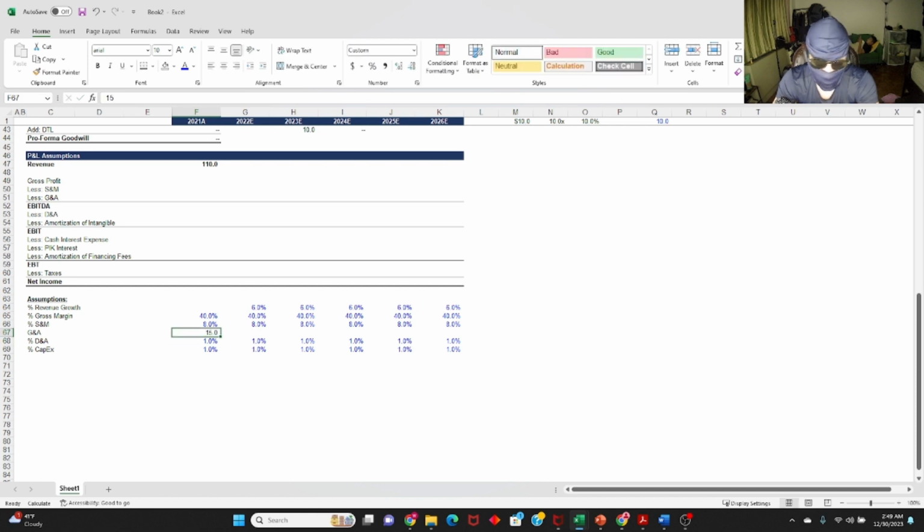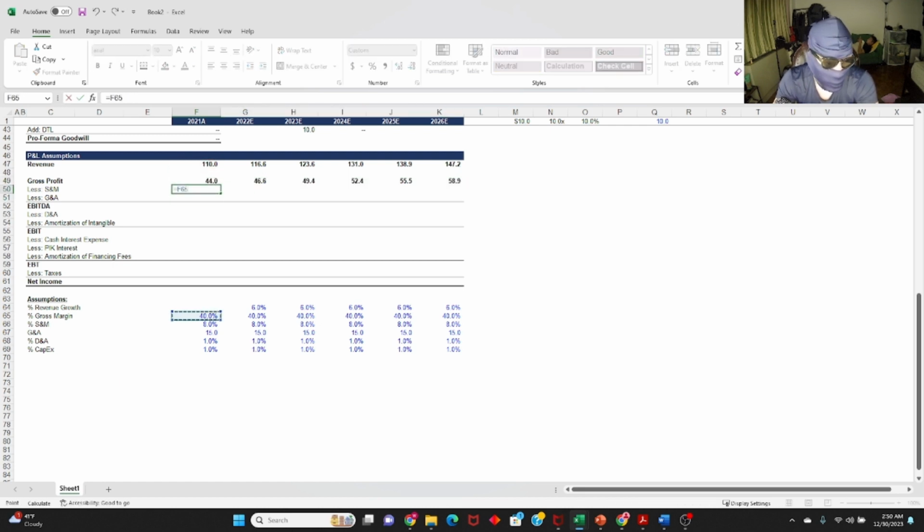And then your G&A is actually going to be 15 flat per year. So now your assumptions are set up, and you're just going to link this to your P&L. So revenue grows 6% per year. And then your gross profit is going to be your gross margin times your revenue. So you have that less your S&M, which is 8% of revenue. Make that negative, so you can just sum everything up easily.